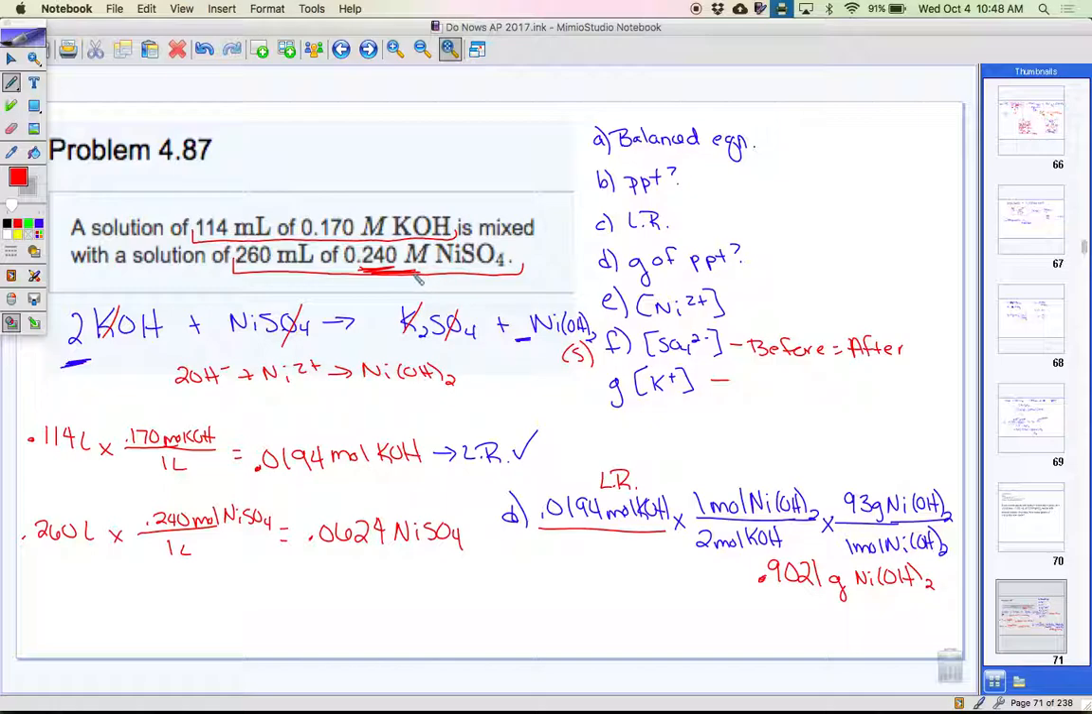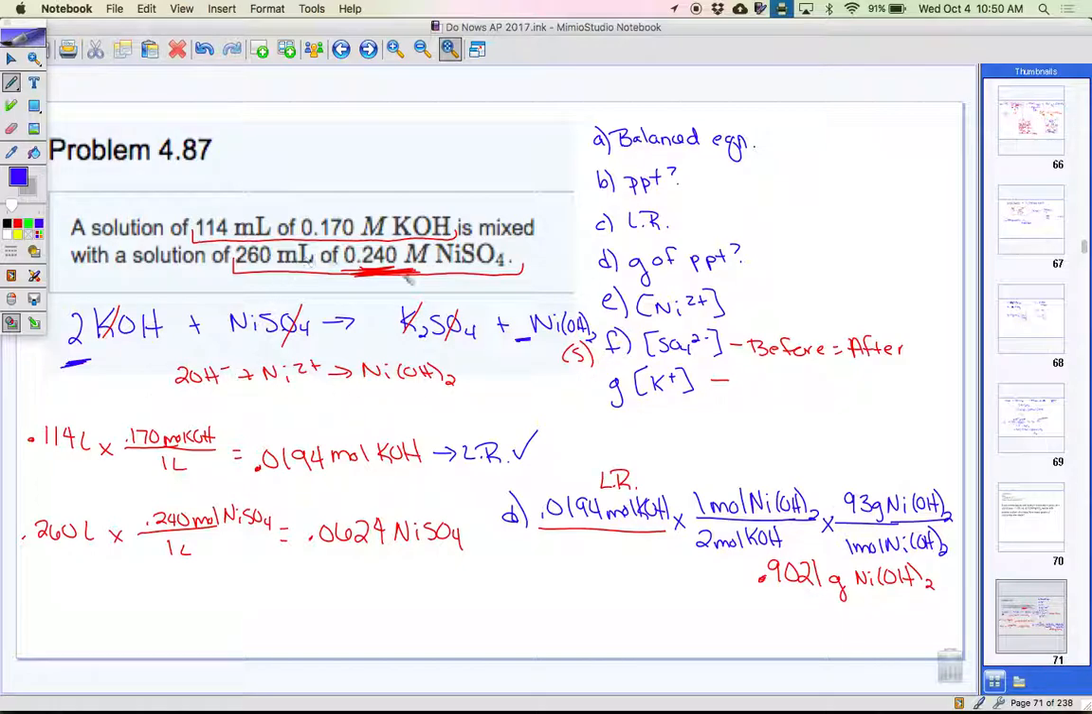Why? Because that's both. They all stay there, so why can't I just say that the concentration of the SO4 stayed 0.24? It's because you added 2 solutions together. So what happened is you basically diluted those sulfate ions because you now have a new concentration. That's the problem.